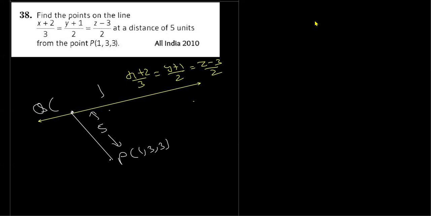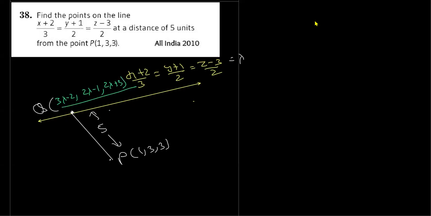So first, we will write the coordinates of Q in terms of lambda. Comparing this with lambda, the x coordinate of this point can be written as 3 lambda minus 2. Similarly, comparing these two, we get its y coordinate, which is 2 lambda minus 1. And its z coordinate, comparing these two, will be 2 lambda plus 3.